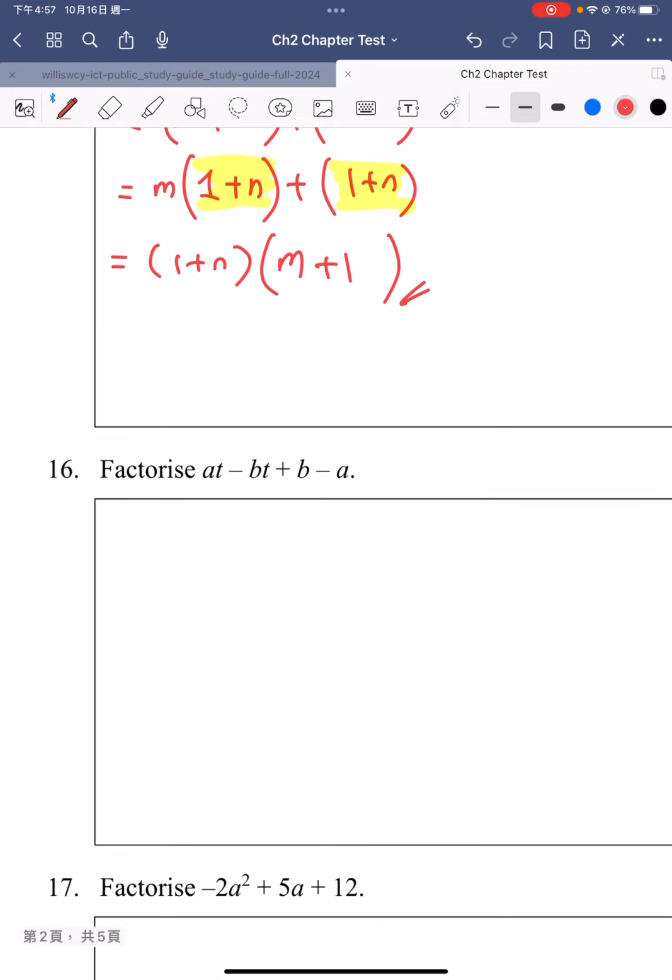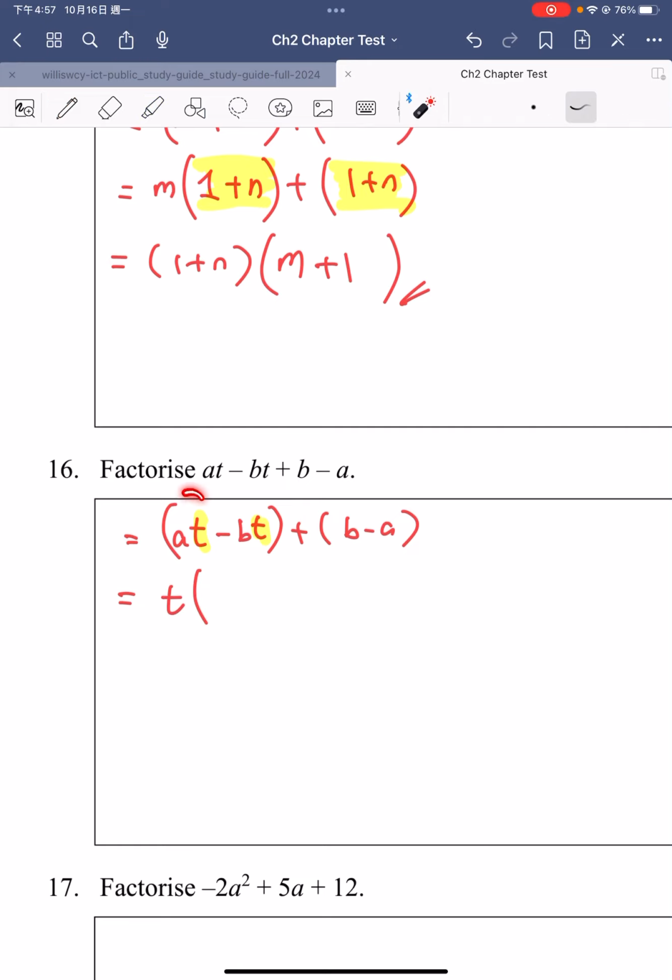So now we need to try to do question 16. Again, these 4 terms don't have a common factor, so we need to group them into 2. So we can try to write it as at minus bt plus b minus a. For the first part, we can take out a t as the common factor. When you take out t from at, what you're left with is a. And after taking out t from bt, what you're left with is b. But remember, don't change the sign here. Just keep this negative, and what we're left with is just the b. So plus the b minus a.